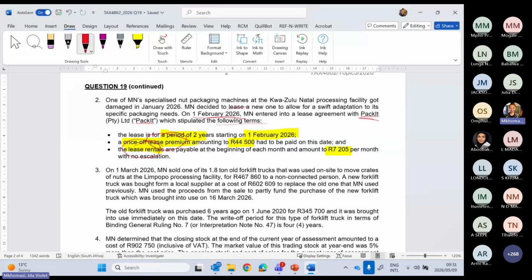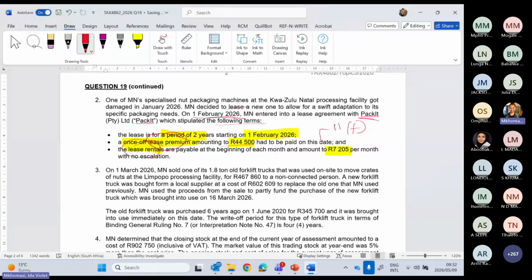So I ask myself whether Mabasa Nuts can get a deduction for the lease premiums, right? There's a once-off premium of 44,500 that they paid. The question is, are they able to get a deduction for the lease premiums? And yes, the answer is yes, in terms of section 11F. 11F is the deduction for the lessee, which is MN.